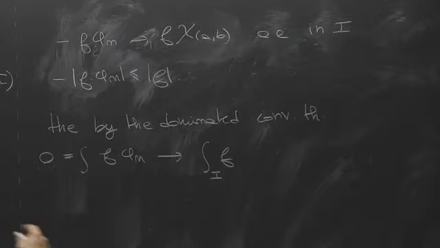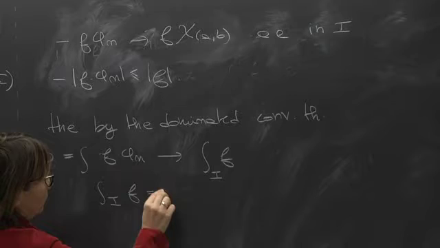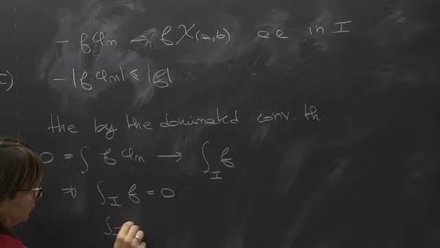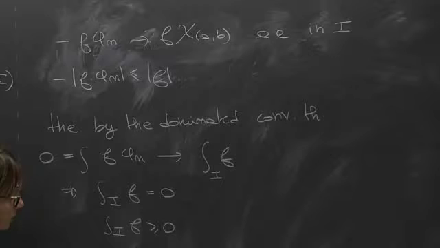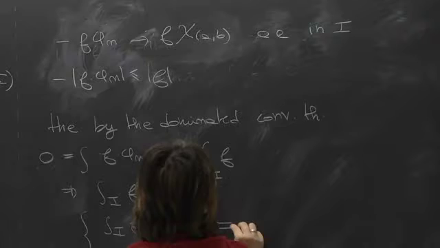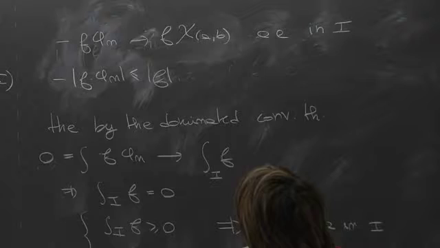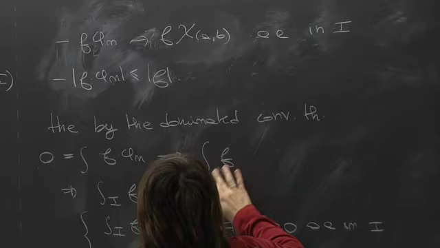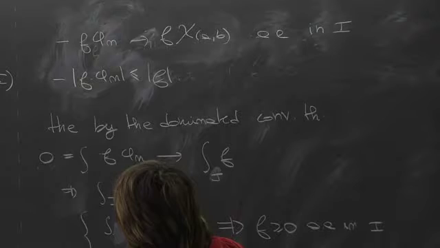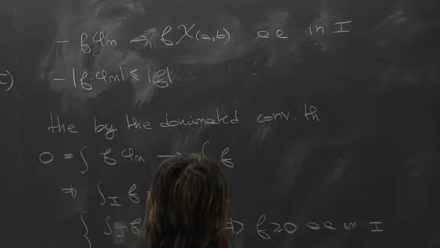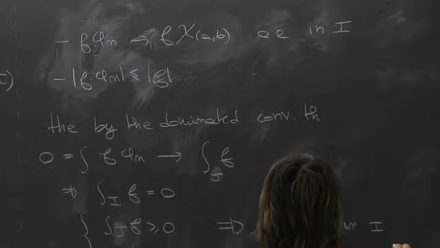Now you have that this is 0, and this means two things, that you can see as these two facts satisfied simultaneously. So this means that f must be larger or equal than 0 almost everywhere in J, and f is less or equal than 0 almost everywhere in J. So basically what you get is that indeed f is equal to 0 almost everywhere in J.